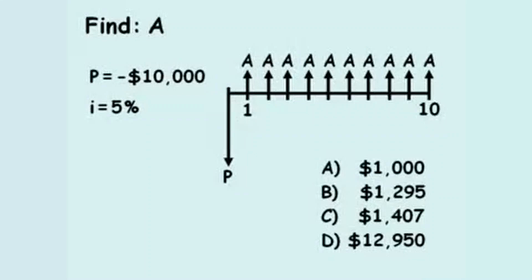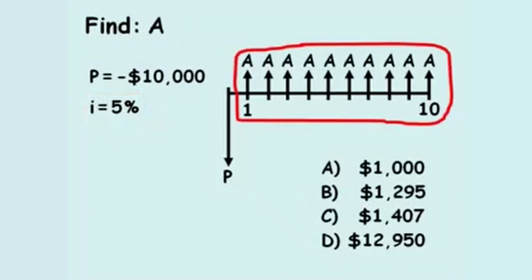Find the annual amount, A. In this problem, at time equal to 0, a present value cash flow, P, of negative $10,000 is deposited into an account. The account has an annual interest rate of 5%, and the initial deposit plus interest will be paid back in even increments over the following 10 years.